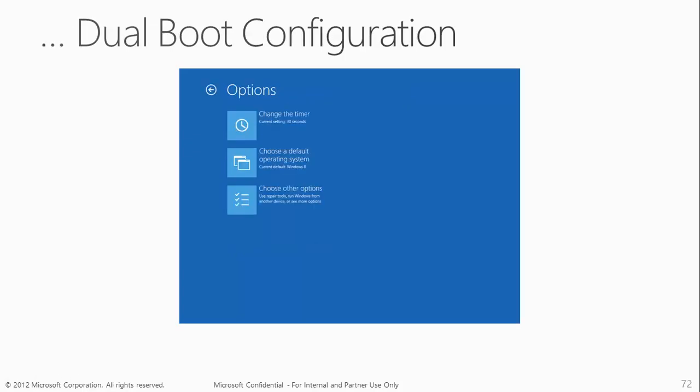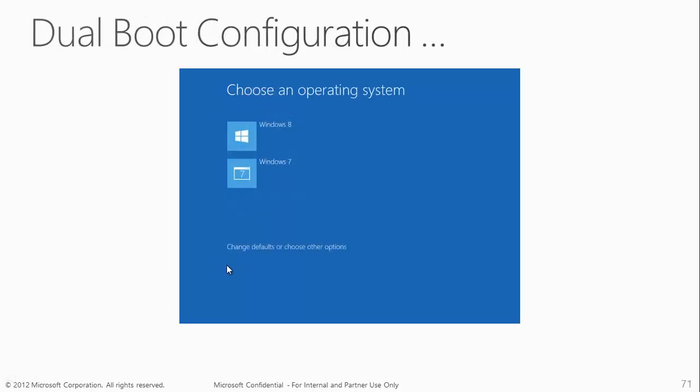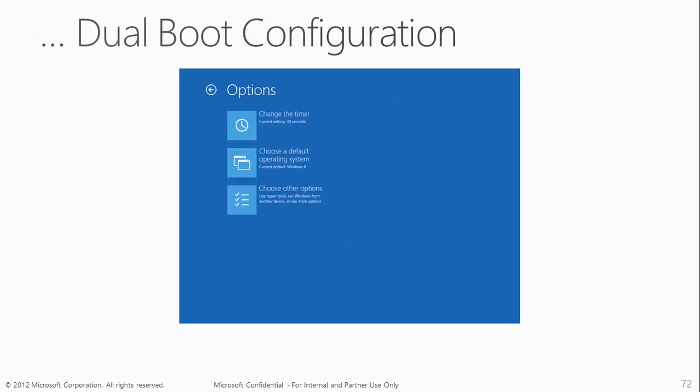And then if you were to go through on the bottom and select change defaults or choose other options, you're going to be taken to a separate menu that's going to give you these options. You'll have things like change the timer, choose a different default operating system. What that's going to do is determine which operating system the PC will boot into whenever it boots up and you're not in front of it. And then there are additional options that you can get to by clicking on that bottom button, but I'm going to save that for the later discussion around the new boot menu.